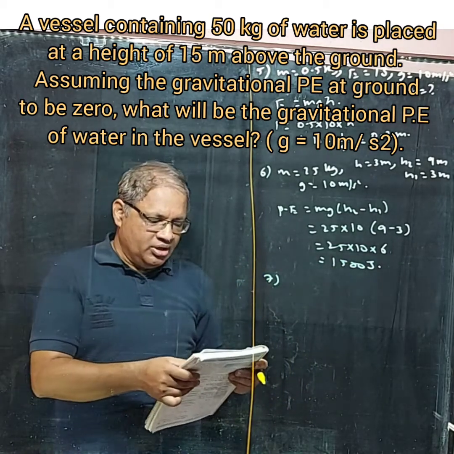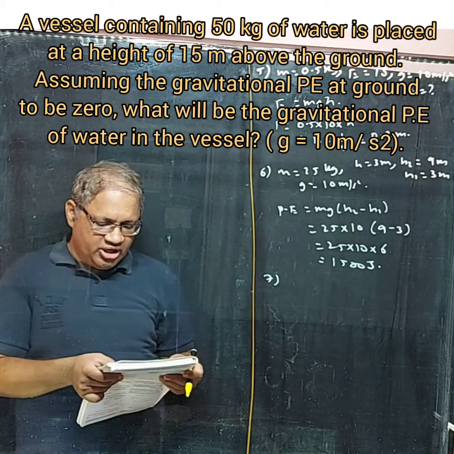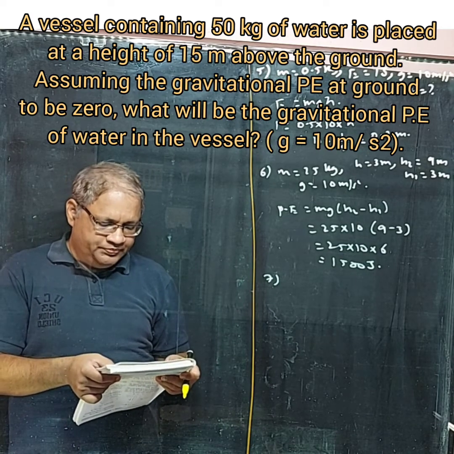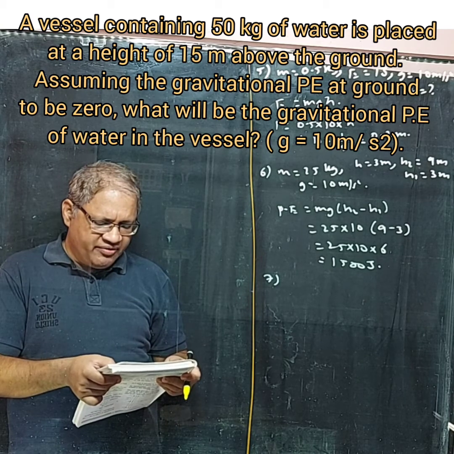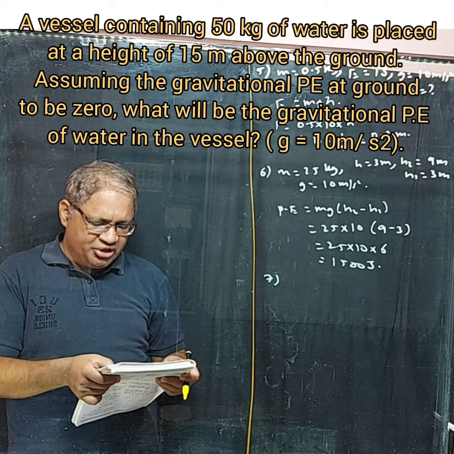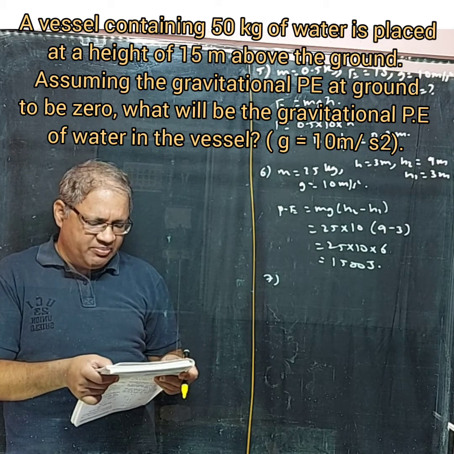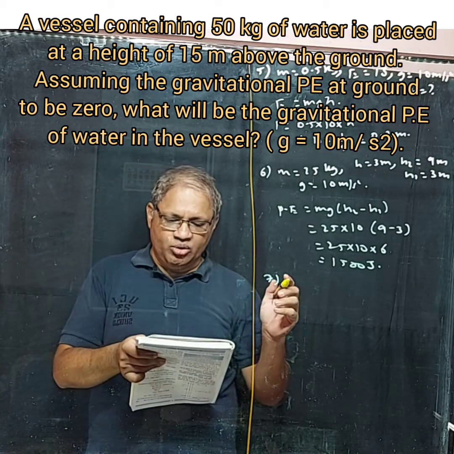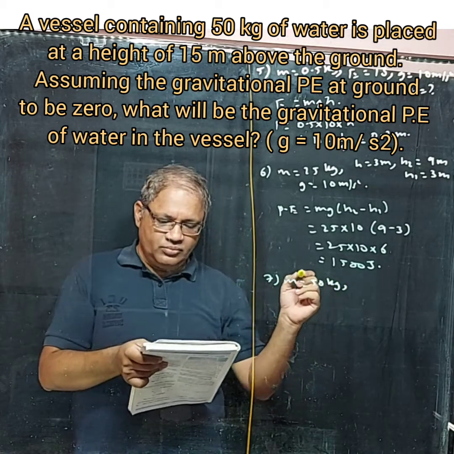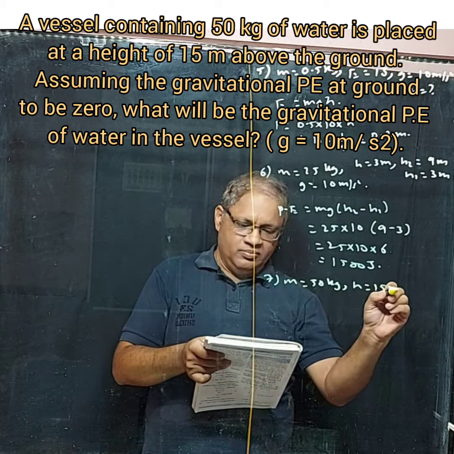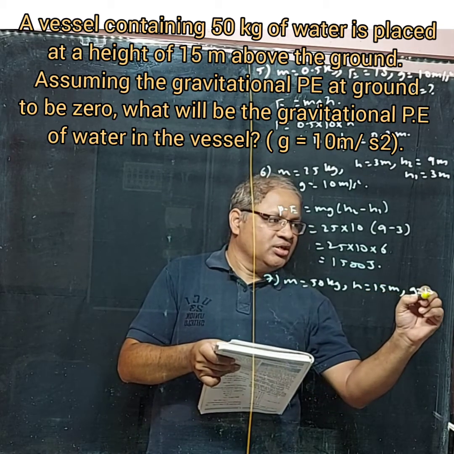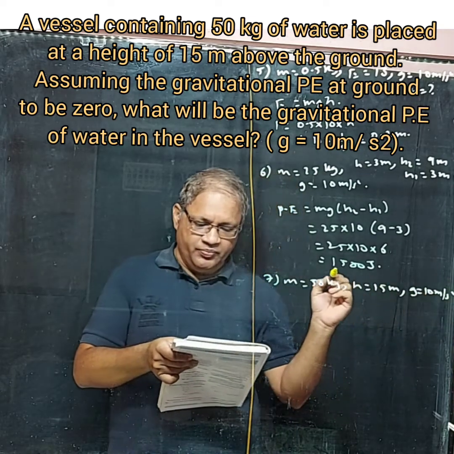Seventh question. A vessel containing 50 kg of water is placed at a height of 15 meter above the ground. Assuming that gravitational potential energy at the ground is 0, what will be the gravitational potential energy of water in the vessel? g is given 10 meter per second square. Again write the particulars down. Mass is 50 kg, height is 15 meter, g is 10 meter per second square.